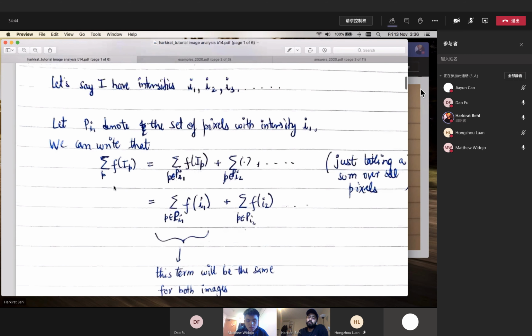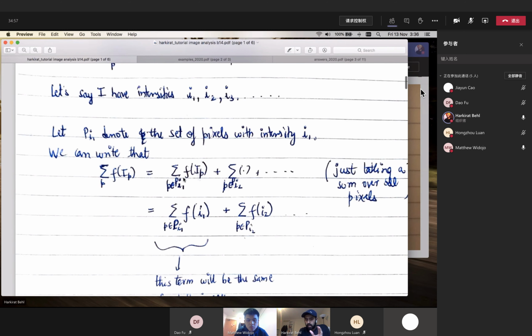Now let's go back to our sum. We are interested in this sum, which is a sum over all the pixels present in the image. What I'm saying is that instead of summing like this, I will sum like this. I'll first sum over all the pixels which have intensity I1, basically the set Pi1. Then I'll sum over all the pixels which have intensity I2. So basically, I'll sum over the first row of the histogram, then over the second row of the histogram, and so on.